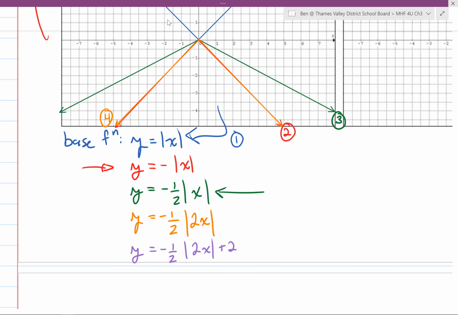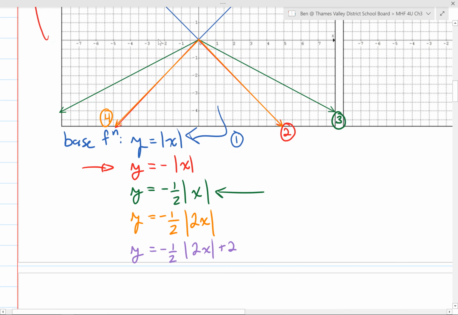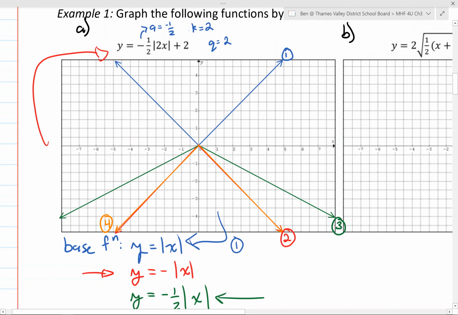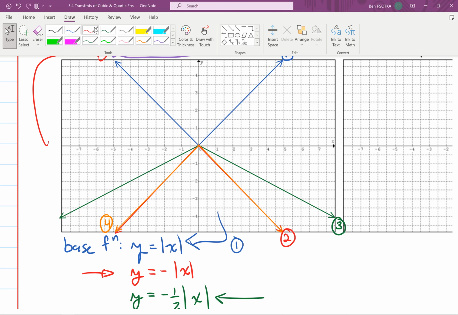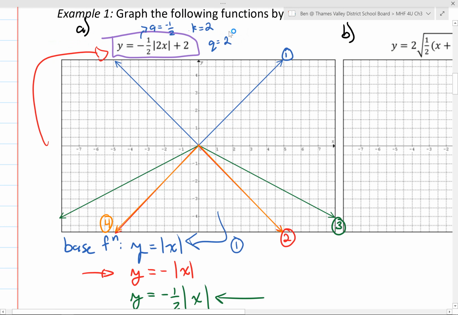Lastly, we have a final transformation. This is a translation, and it's 2 units up. So here in purple, our final function looks exactly like what the problem was asking about. In this case, we're taking this orange function here and translating it 2 units up. It should look something like this.